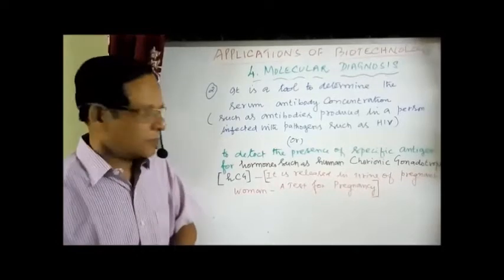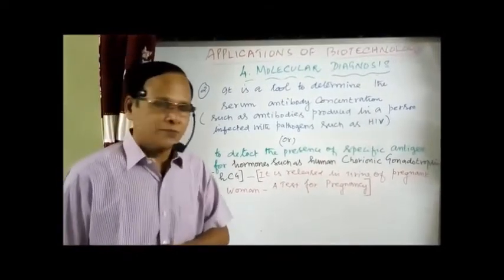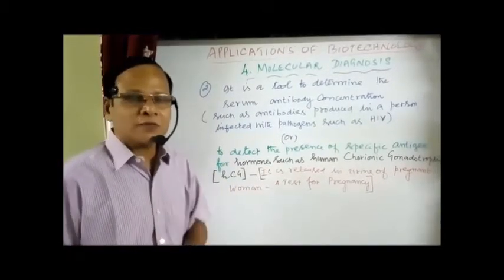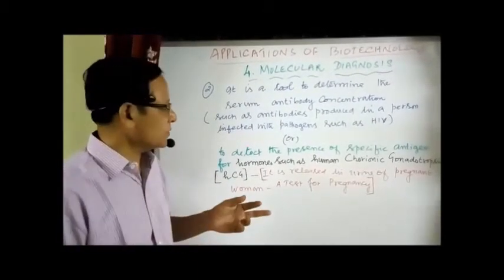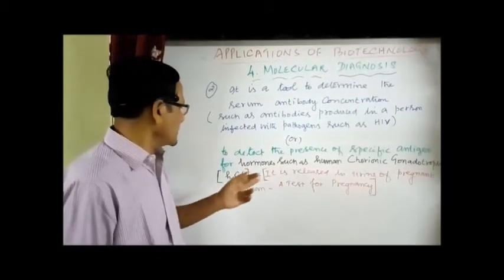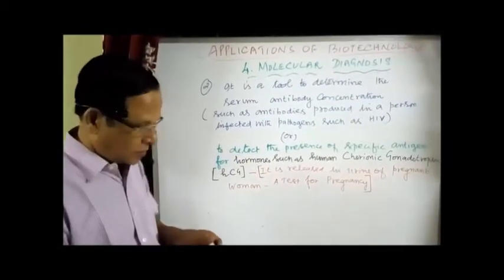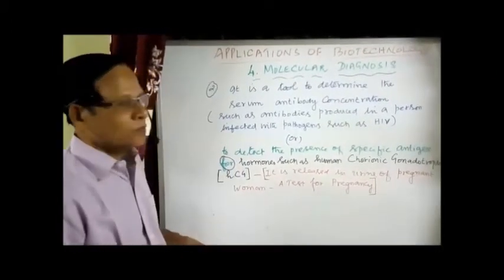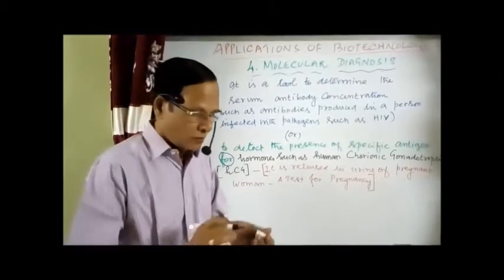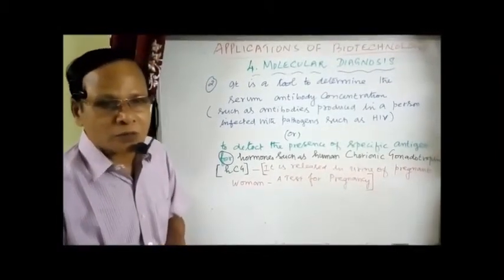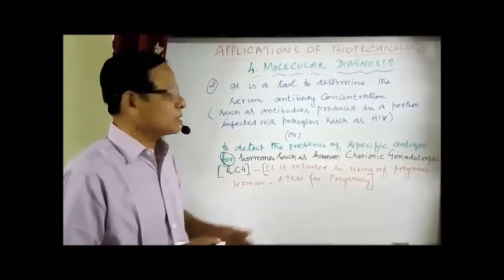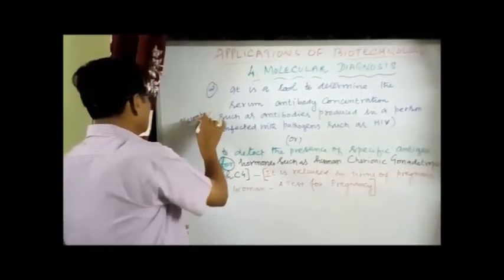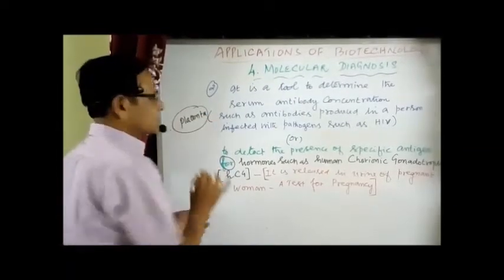That is one of the results we can get. Then we can also detect the presence of antigen for certain hormones. In the book it is given to detect the presence of antigen and hormones. It is used to detect the presence of antigens for hormones like human chorionic gonadotropin. This is a hormone secreted by the placenta during pregnancy.